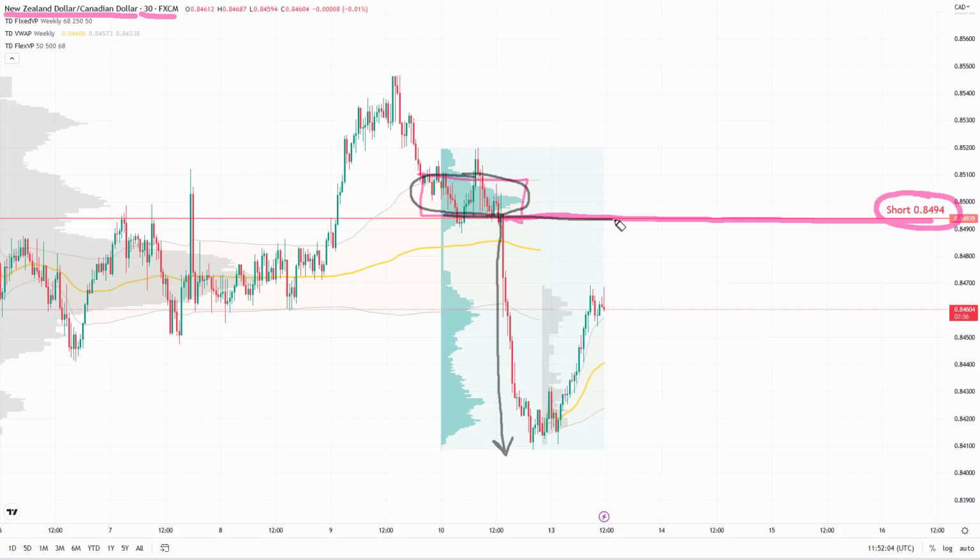Right here, this is the beginning of that heavy volume zone, and this is where I think it is most likely that the price will react. So when there's a pullback, I expect a reaction from the beginning of that heavy volume zone, as I think that sellers from here will want to defend their shorts, which they placed in here. So that's why this should work as a strong resistance. Alright, so that's about the resistance on the New Zealand dollar, Canadian dollar.